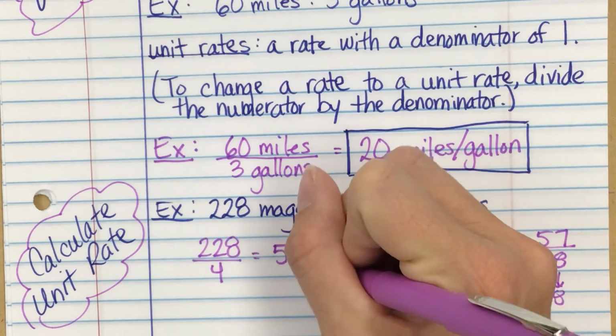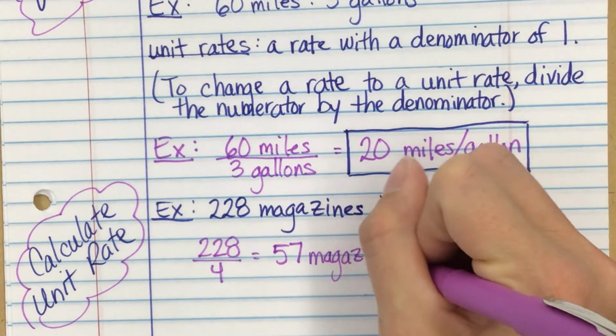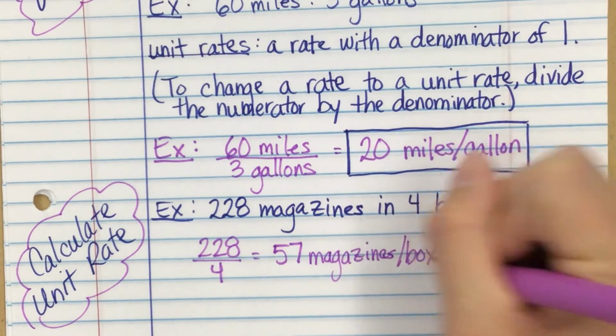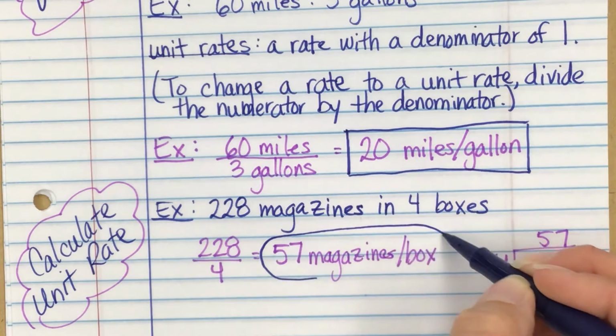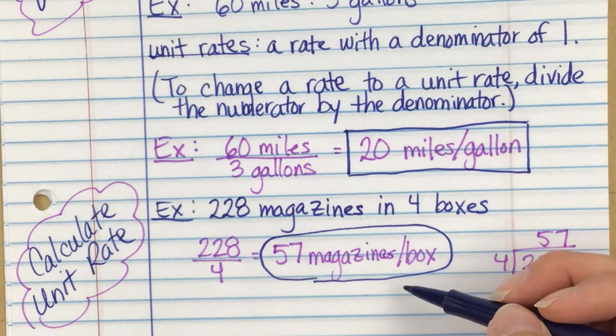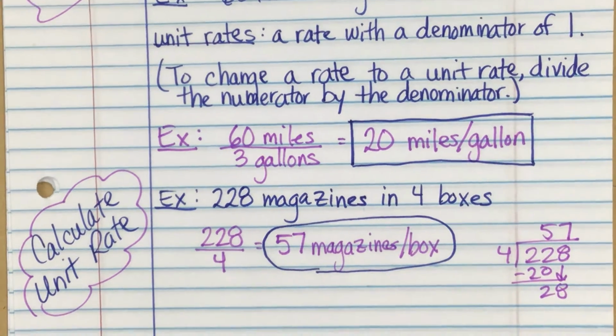So this is 57 magazines per box. The reason the words and units are important is because it lets me know that you understand what you just did. You found out how many magazines there were per box.